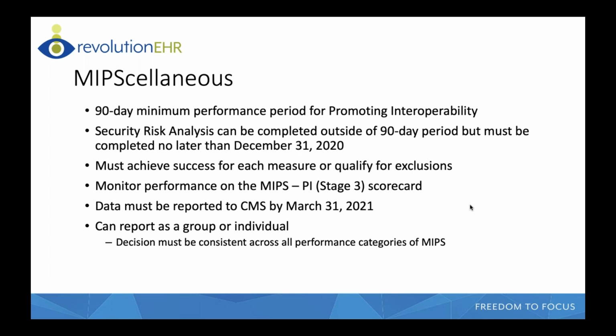Once you've completed your 90-day period, and once the year ends, you will have a 3-month window whereby you will report that data to Medicare. So that gives you till March 31st of the year 2021 to report your data for 2020. And you can report that data as a group or individual.